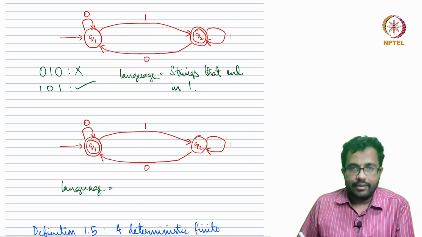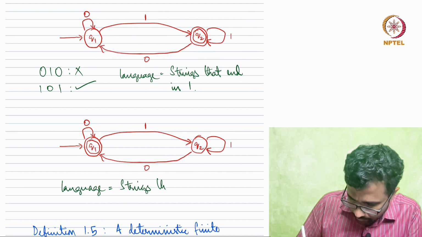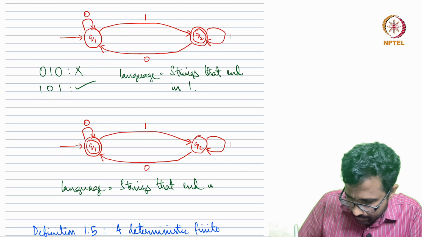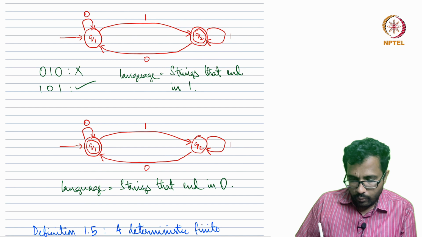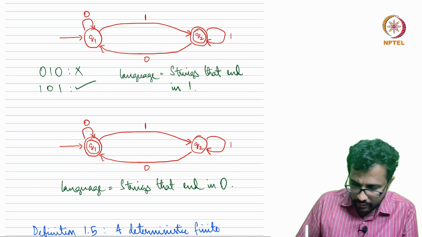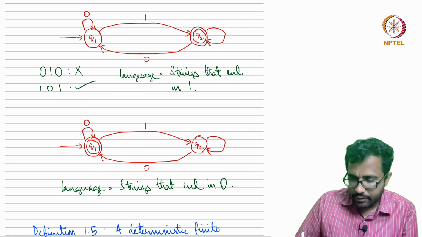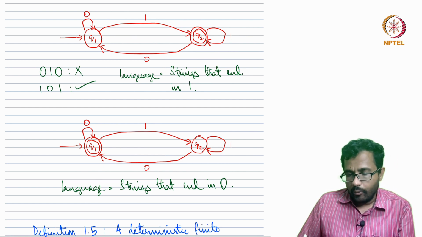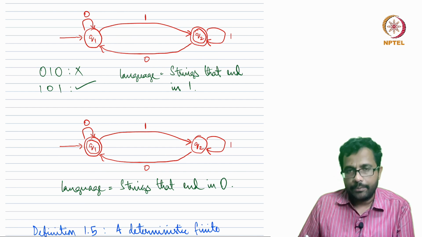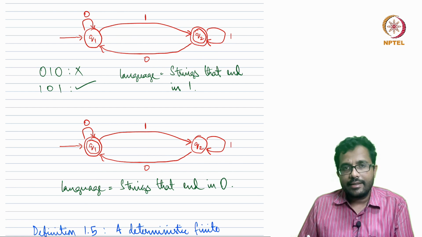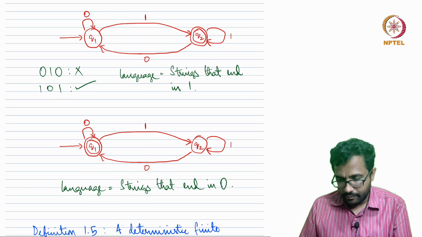You can work out the reasoning yourself. The language is the set of all strings that end in 0, because in this picture, if you see 1, 0, 1, so 1 takes you to Q2, 0 takes you to Q1, and 1 takes you back to Q2 and it is not accepted. Whereas 0, 1, 0: 0 keeps you at Q1, 1 takes you to Q2 and 0 takes you back to Q1. This is accepted. So anything that ends in 0 is accepted, right?